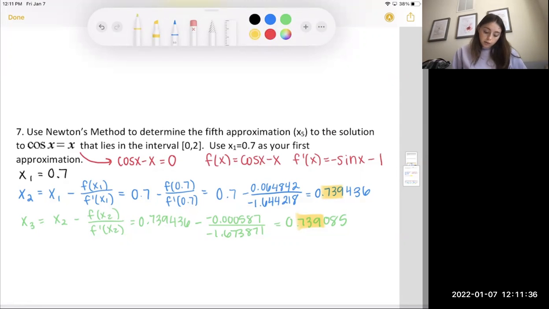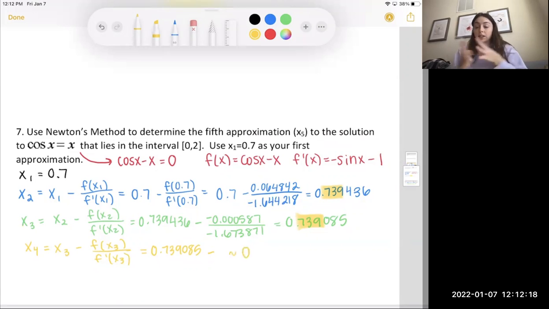If I go on to do x4, since it's telling us to go to x5, I use x3 to get x4. And then when I plug this into my calculator, I'm doing 0.739085 minus, when I plug that into my function, I get something like 2 point something times 10 to the negative 7th power. That means it's so small, it's past the 6th decimal place, like it's 0.00000, and then the numbers start, which means it's a really small number. And since we're going to the 6th decimal place, that is so small that it's essentially 0.